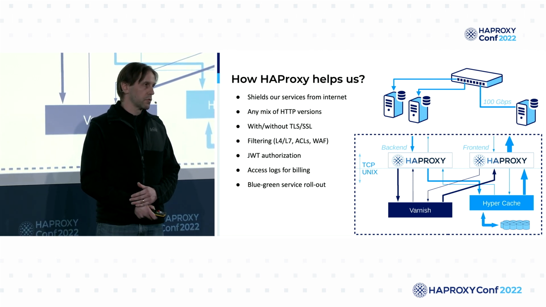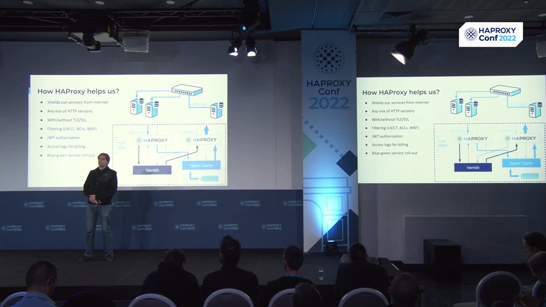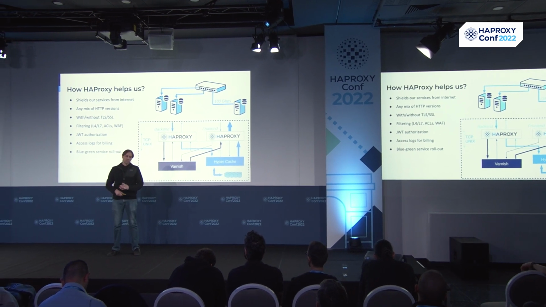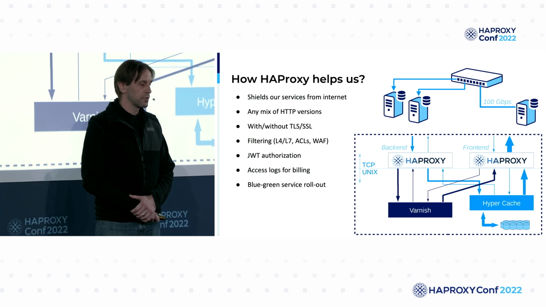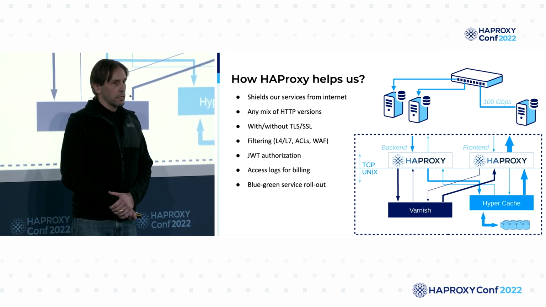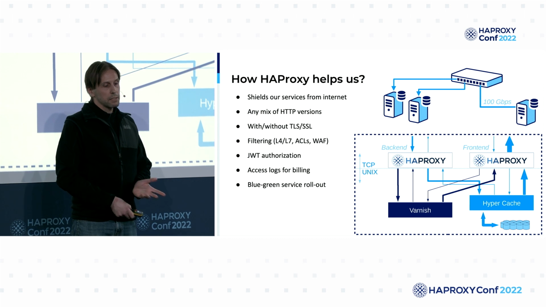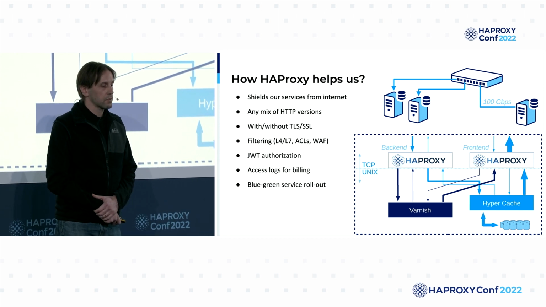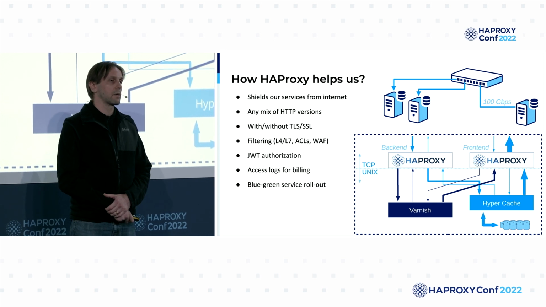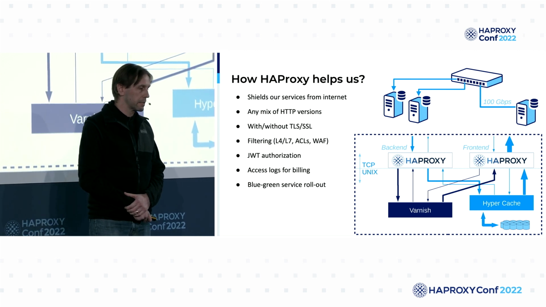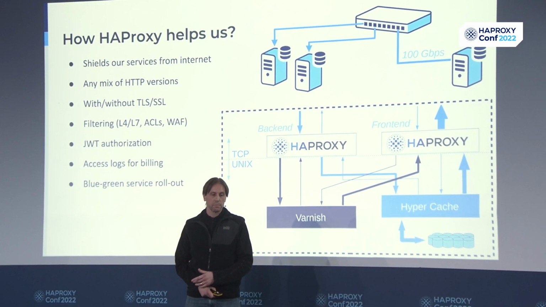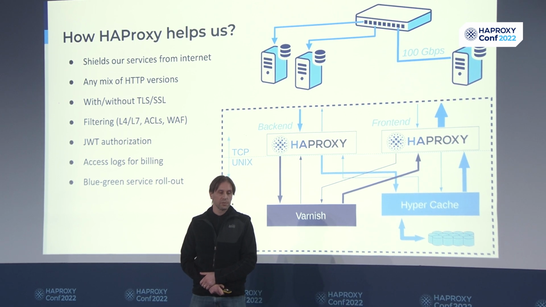We can use many of the filtering options that HAProxy has to offer, which includes, for now, since we rolled out 2.6, JSON Web Token authorization. And being such a central position in our server architecture, HAProxy is ideal to generate our access logs, which we use for billing. And by just tweaking configuration files, we can perform blue-green service rollout.